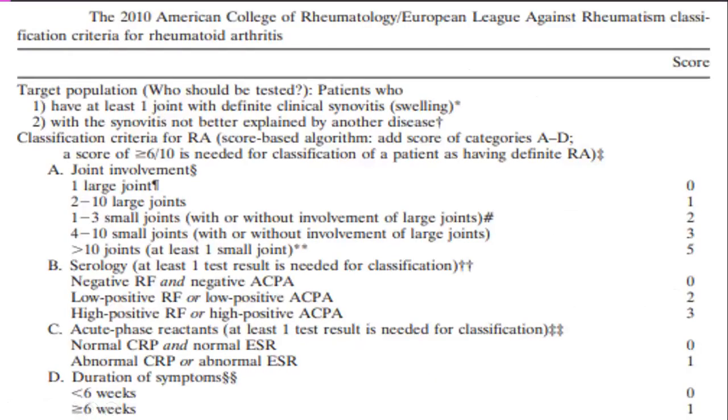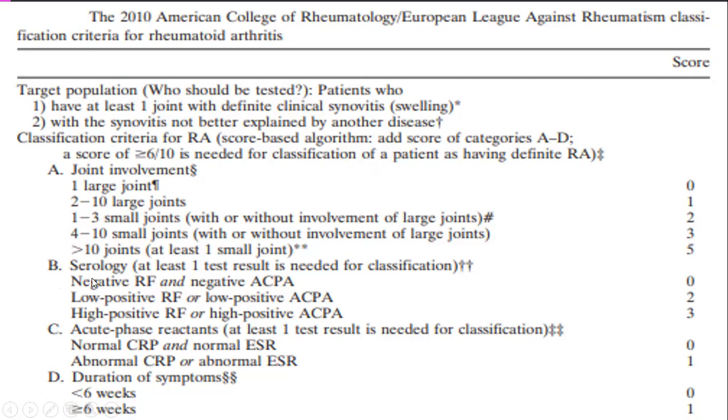Okay? So this is the ACR, or American College of Rheumatology, and EULAR, the European League Against Rheumatism, criteria for rheumatoid arthritis. You must have at least one joint with definite clinical synovitis or joint swelling, plus the classification criteria for RA, which involve the following domains. Joint involvement: one large joint would mean a score of 1, 2 to 10 a score of 2, and so on. Okay? It depends on the number of joints involved.